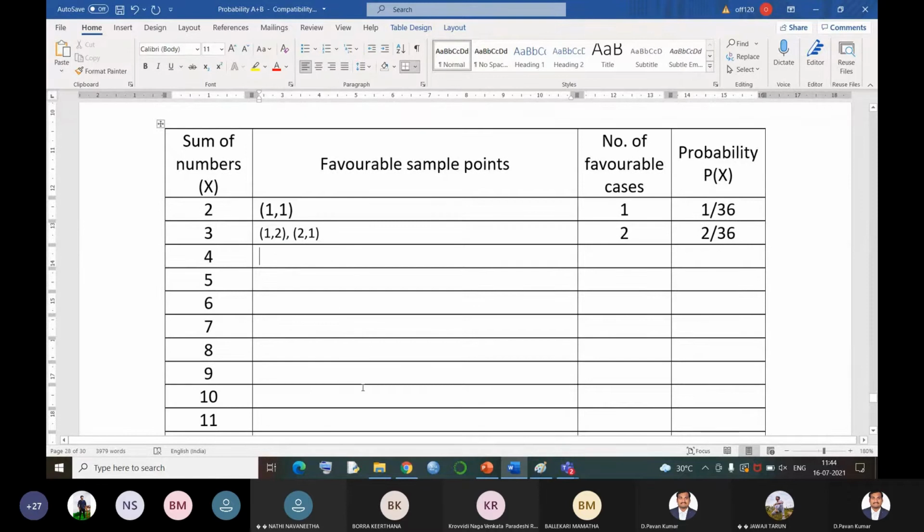In a similar way, the probability of getting sum 4 is, what are the combinations we have, starting from 1? We have 1 comma 3, next 2 comma 2, next we have 3 comma 1. We have 3 favorable number of cases. So that is how this value is 3. So the probability is 3 by 36.